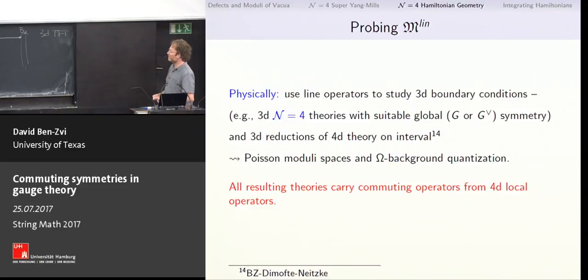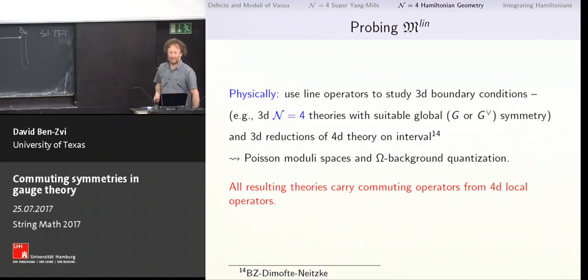And those modular spaces are exactly the same class I was talking about before. These things I was calling quantum G spaces, that intersection in G dual mod G, that's just another way of saying, physically, look at the moduli space of the 3D theory reduced on an interval. But I'm getting many interesting theories this way.